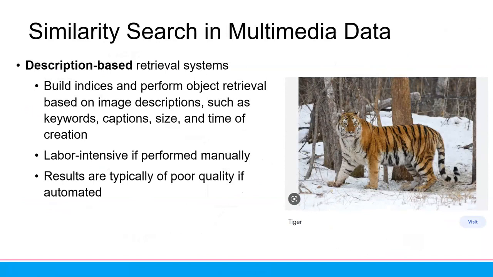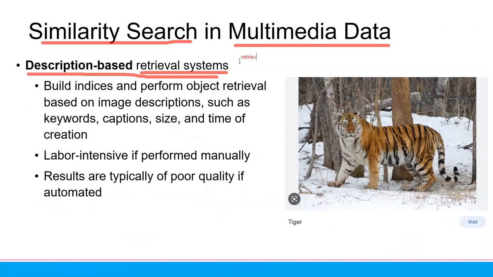What about the multimedia data? As you learned before about the text data, we can also find the similarity of the text. So in the multimedia data, we also can find the similarity of the multimedia. We call it the description-based retrieval system. What is the meaning of retrieval system? If you still remember in the text, we have the retrieved data and the relevant data. In this multimedia database, we can also have the same retrieval, because I can find the pictures that I want to search in the database.